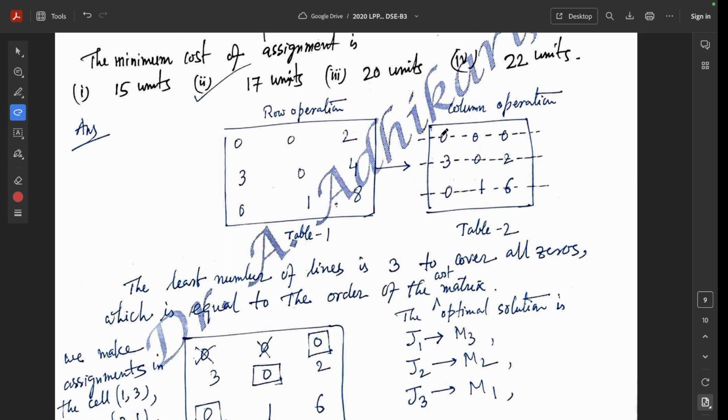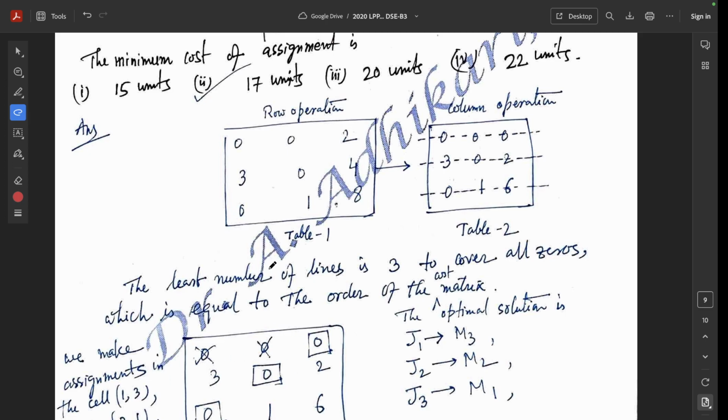Now we check for a single 0 in any row or any column. In the first row, no single 0. In the second row, we have a single 0, so first we allocate this 0. We box this 0, and the other 0 in this column we cross. Next, check the third row, and we get a single 0 in the third row. We allocate this cell, and correspondingly we cross the 0 in the corresponding column. And lastly we get this 0, allocate this.